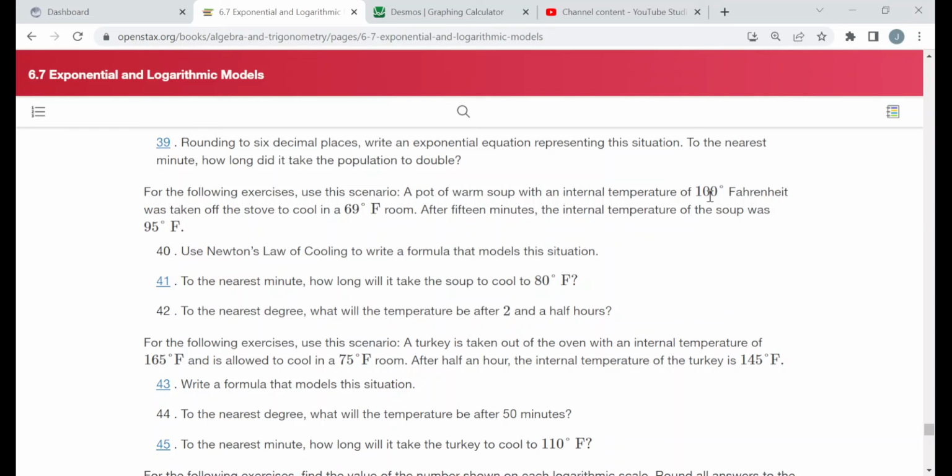And then the value of A would be 31, right? 100 minus 69, the initial temperature of the soup minus the temperature of the surroundings. And then after 15 minutes, so time is in minutes here, the temperature of the soup was 95 degrees, right? So model the situation first, right? We've got to find the A, TS, and K.